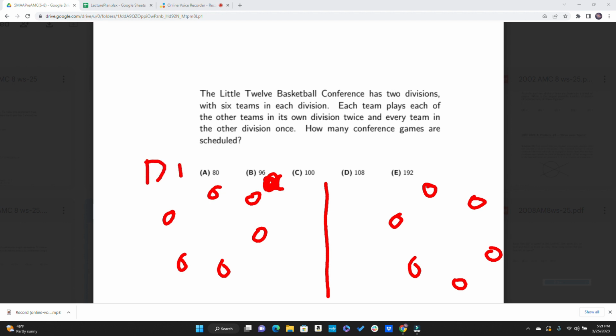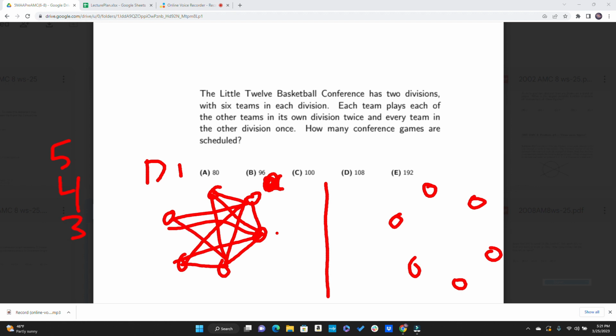Okay, in Division 1, the first team is going to play the 5 other teams. The next team is going to play the 4 teams that it hasn't played yet, because it already played the first team. The team after that will play the 3 teams it hasn't played yet. The next team will play the 2 teams it hasn't played yet. And the final team will play the 1 other team it hasn't played.